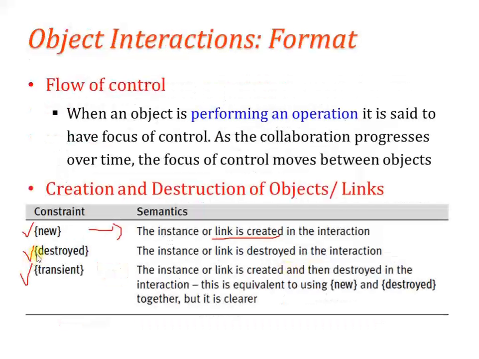And the next one is called destroyed. The meaning of this is the instance or the link can be deleted from its memory after the particular operation, that is, a message has been communicated. And the last one is called transient. Transient means it is a combination of new and destroyed together. For example, in certain cases, certain objects can be created, their work executed, and immediately they can be destroyed. In such a case, we have something called transient. So this is equivalent to using new and destroyed together.